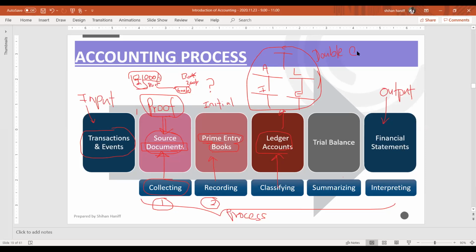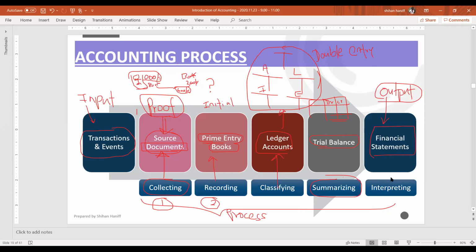Double entry. Right? So collecting, recording, classifying, and you summarize by preparing a trial balance. Something like this, which has debit and credit, and you summarize. Collecting, recording, classifying, summarizing, and finally you provide the output of accounting, which is financial statements.